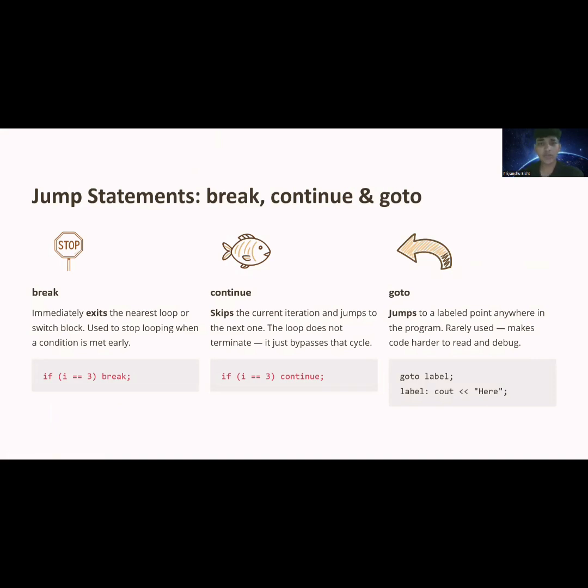Finally, we have the jump statements, which are three. First one is break, which immediately stops the loop or switch. Second is continue, which skips the current iteration and moves to the next one. And the last is goto, which is rarely used because it makes code confusing.